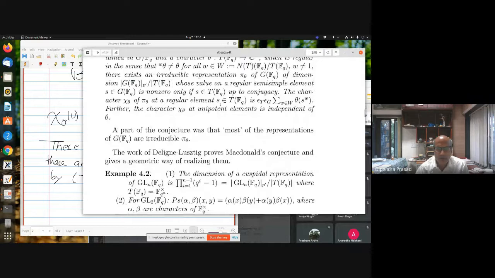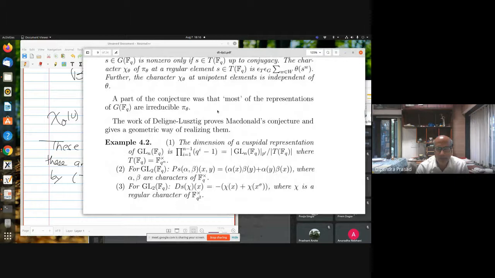Just to recall these examples, a cuspidal representation of GL_n(F_q) has this dimension, which is the order of GL_n(F_q) p-prime component upon the order of the torus, which is F_{q^n}^*. For GL_2(F_q), there are the principal series which come from split tori, and the discrete series which come from F_{q^2}^*, which is this example one.